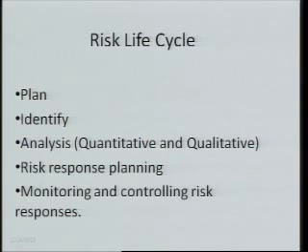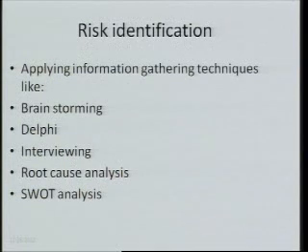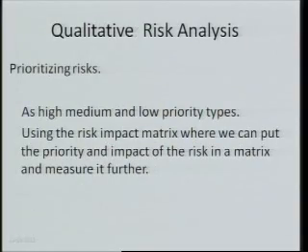Next, we have seen the risk life cycle. What are the different phases of the risk life cycle? Herein you have the plan phase, the identify phase, the analysis phase, the risk response planning phase, and the monitoring and controlling of risk responses, and this further takes you back to the identify phase again if required for the residual risks. What are the different methods of risk identification? Brainstorming, Delphi method, interview method, root cause analysis method, and the SWOT method.